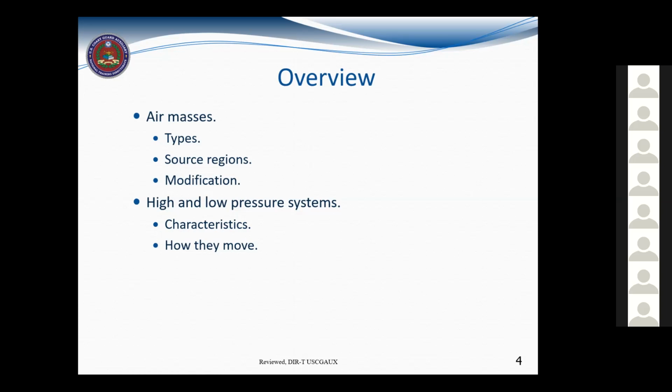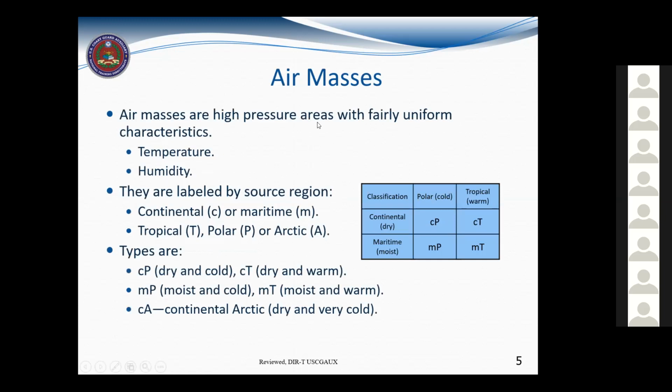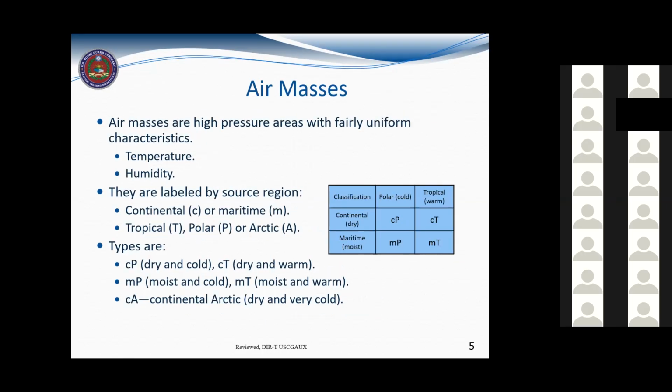Advance a little. Okay, air masses. There are 5 different kinds of air masses. They are labeled by where they come from and what they're made up of. So they come from either continental sources or the ocean, maritime sources. They come from tropical or polar or Arctic. So you see the little box there, you've got basically 4 of them: 2 polar ones, 2 tropical ones, and at the same time, 2 continental ones and 2 maritime ones, each designated by those little letters. Plus, we've got the continental Arctic one, which is dry and very cold. And there they are.